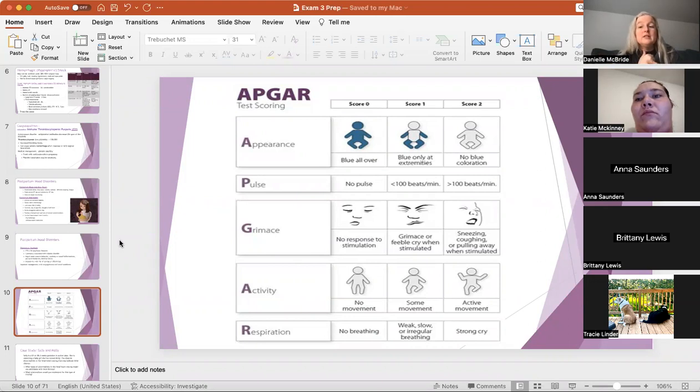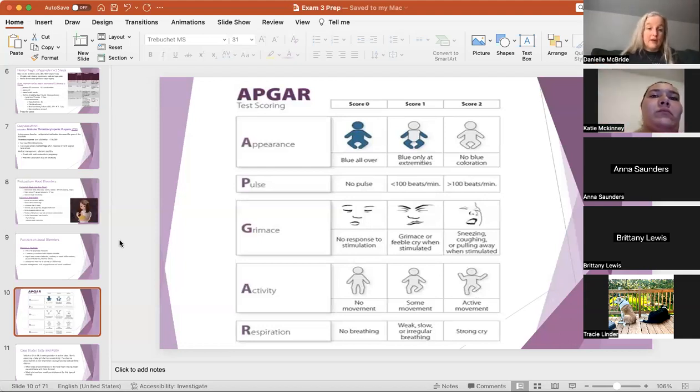What number do I want to see? 7 or higher. Good, 7 or better. If I have a baby that scores 7 or better, then that baby's doing pretty good. And so if I have a 1 minute APGAR of a 7, then when will I reassess?